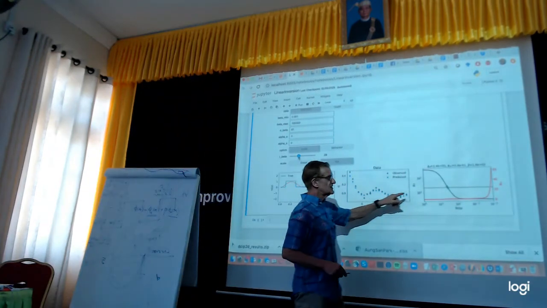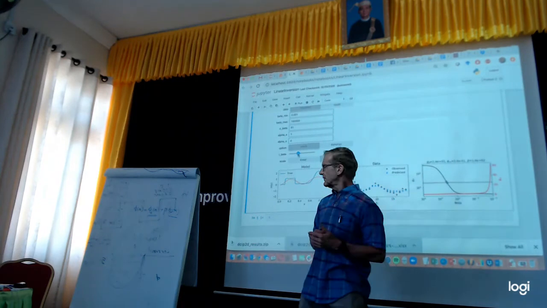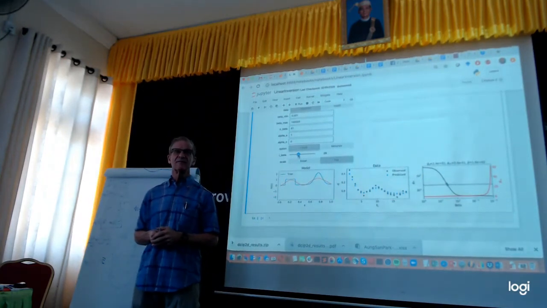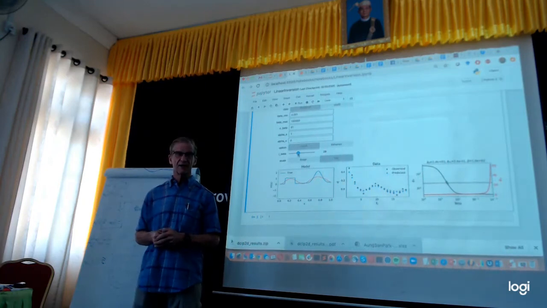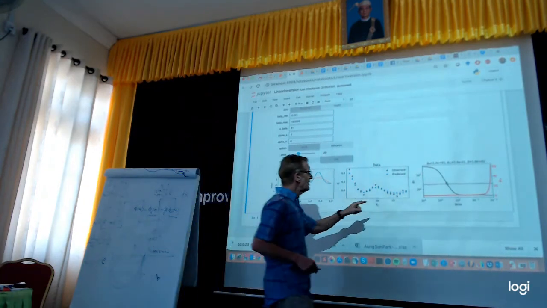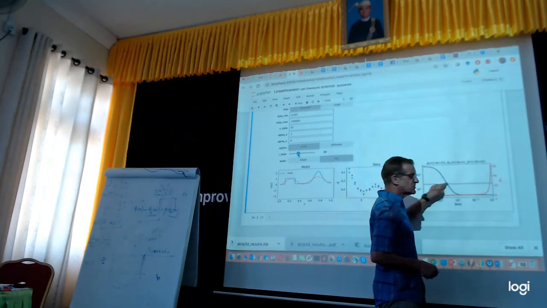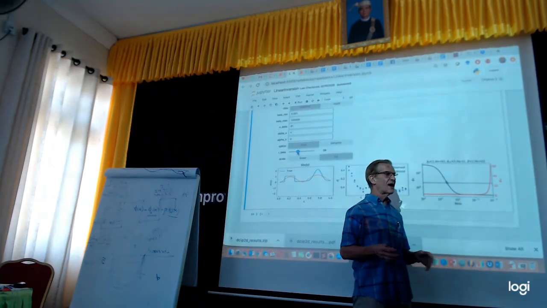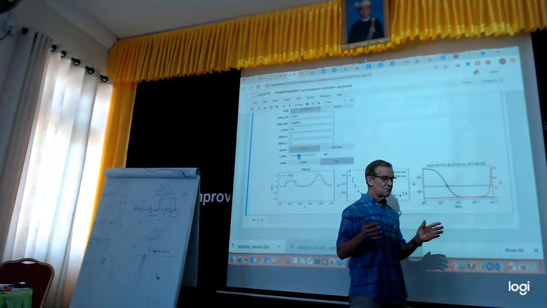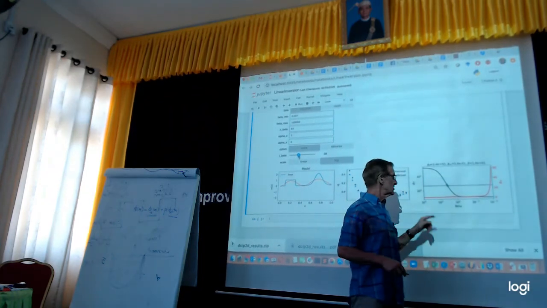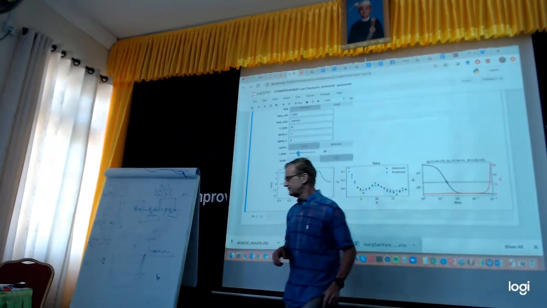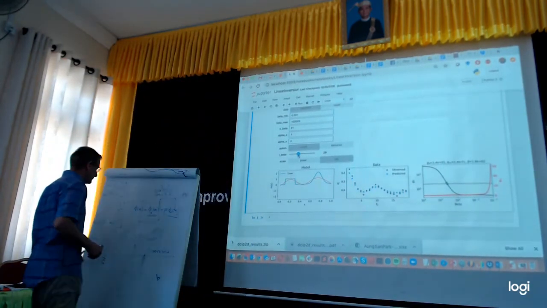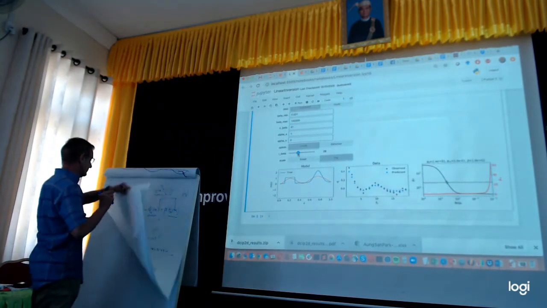So here's a result that will come out as a default result usually in the programs. And this horizontal dashed line here is the expected value of the misfit given the uncertainties that you've applied.